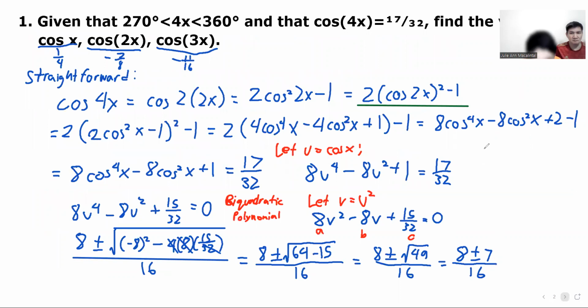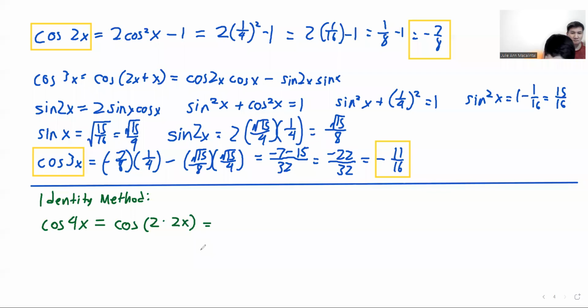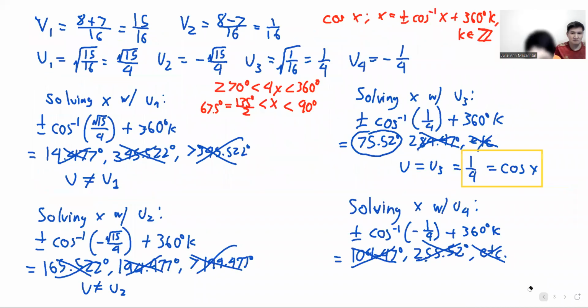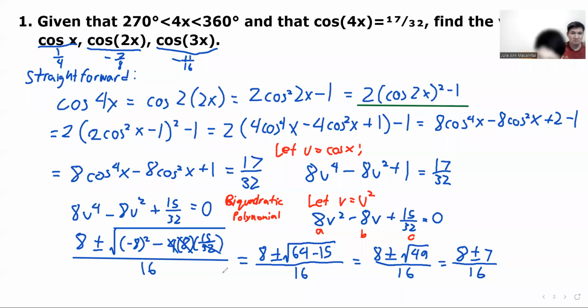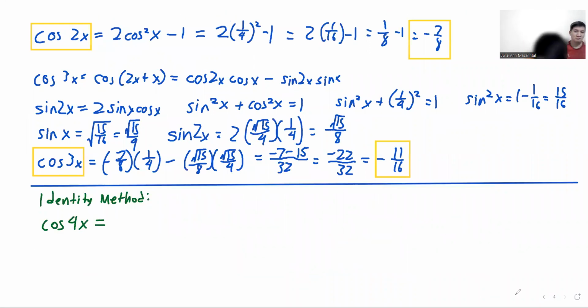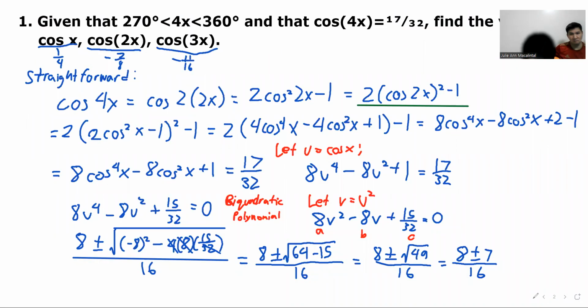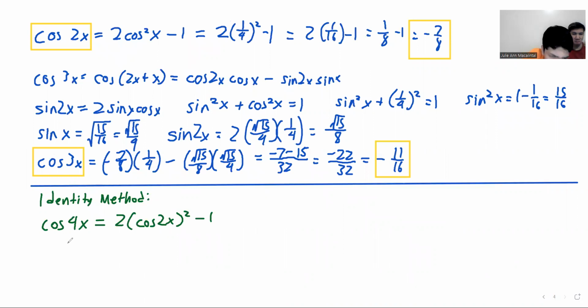I will just copy it directly, the underlined one: 2 cosine 2x squared minus 1. Yes, I'm correct. Okay, so we know this to be 17 over 32. So this shall be 2 cosine 2x squared minus 1.